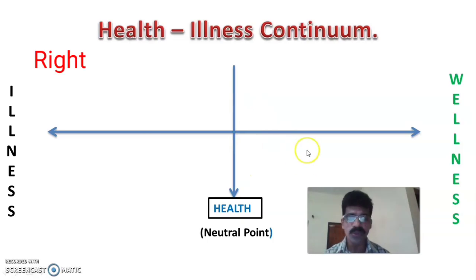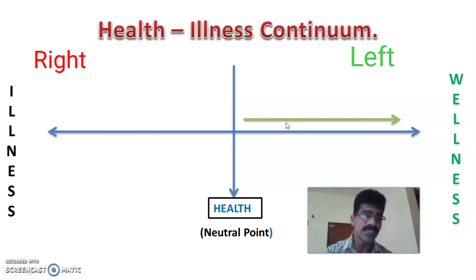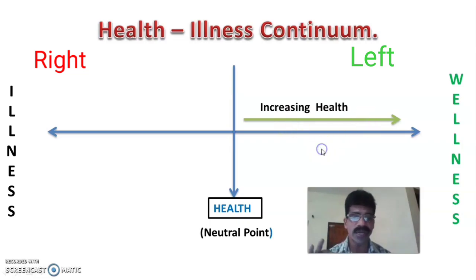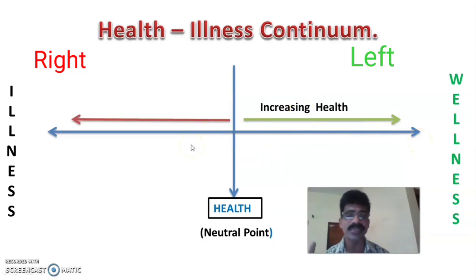Now you have two sides of the spectrum. Next you have to draw a line like this towards wellness, and write increasing health. Moving from the center towards the left side indicates the increasing health of the person to maximum, optimum health or wellness. Then on the opposite side you also draw a line like this and write increasing illness. If the person moves from this central, neutral point towards the right, the illness increases.